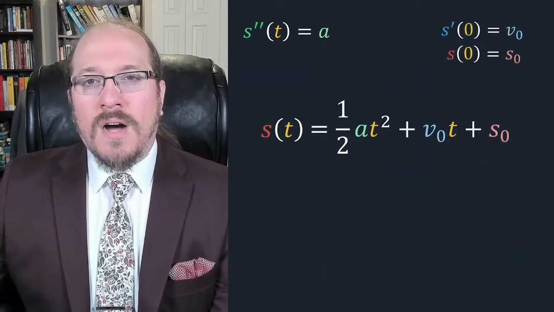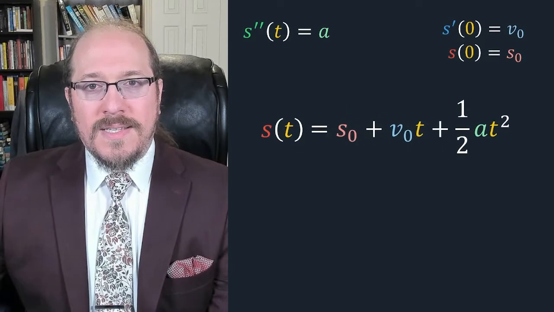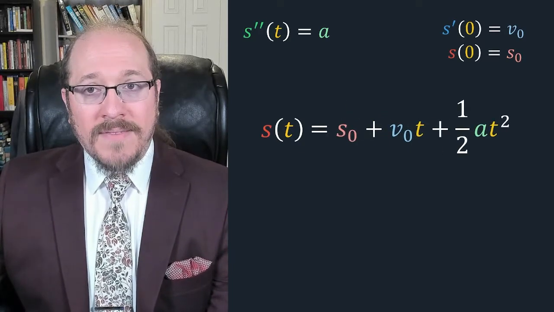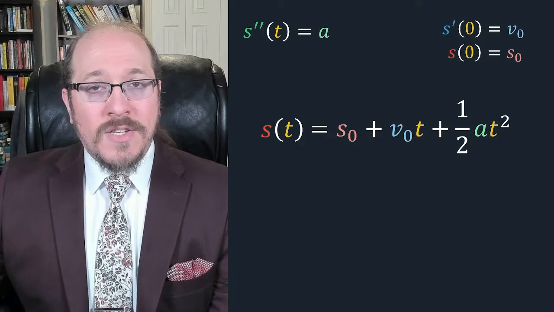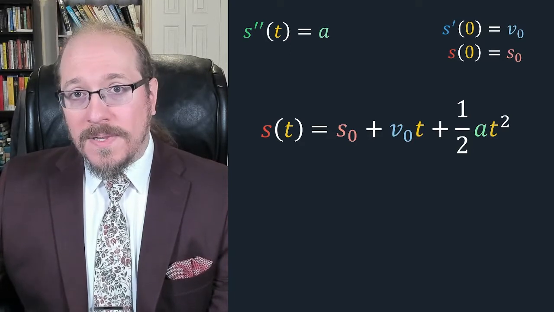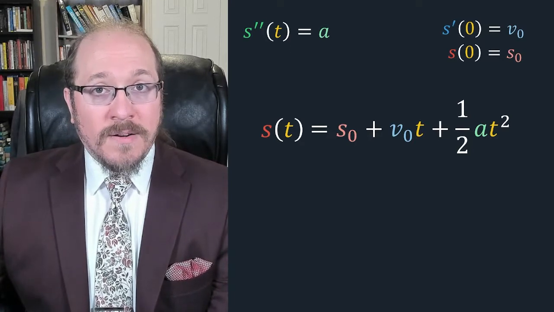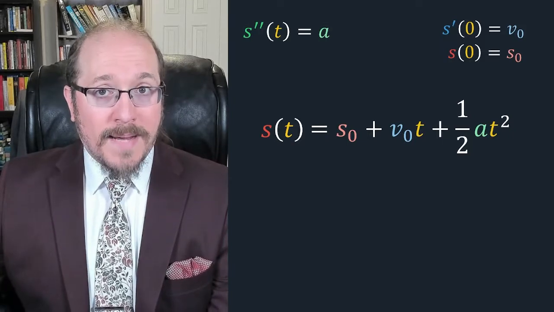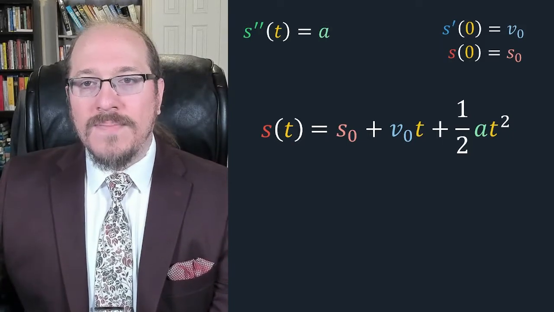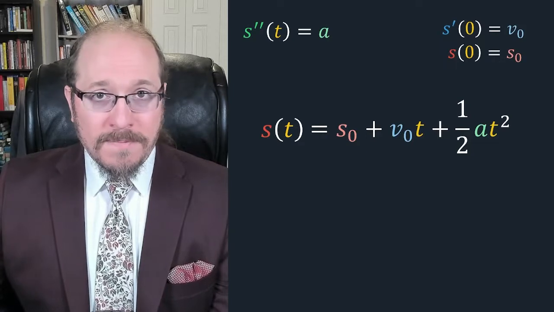So the solution to our initial value problem tells us that the position of an object at any given time t is the initial position s0 plus the initial velocity v0 times t, the time elapsed, plus 1/2 times the acceleration times t squared.